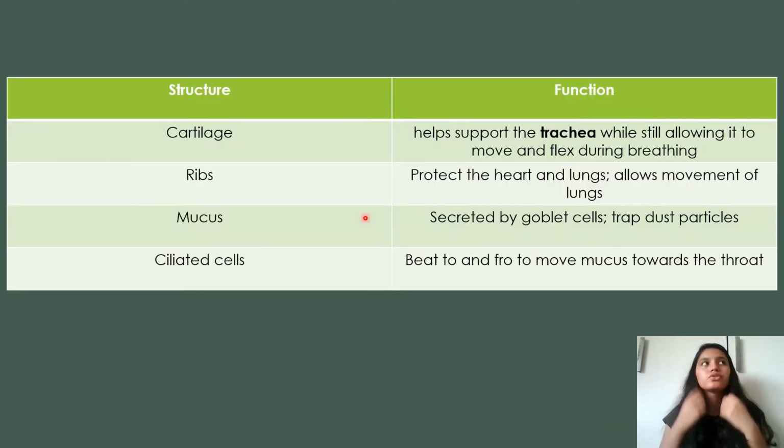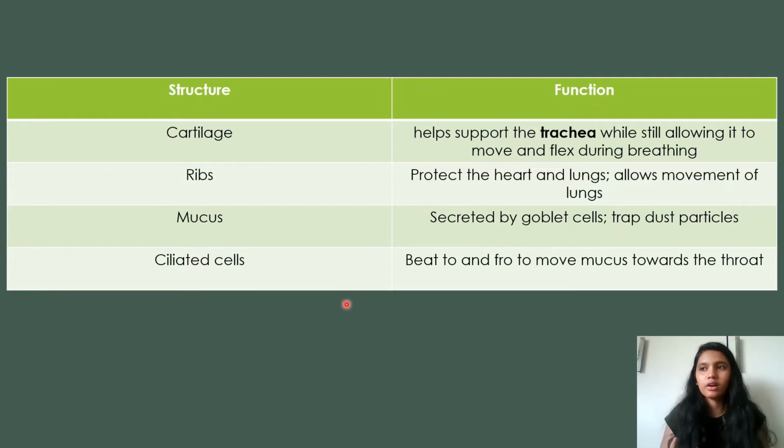Now we're going to go through the different structures in your gas exchange system and their functions. These are extremely important and could come for around 6 marks. First, you have cartilage. Cartilage can form C-shaped rings. These help to support the trachea while allowing it to move and flex while breathing. Your trachea moves while breathing, because when you're breathing, your gas exchange system undergoes some sort of movement to allow ventilation of the lungs. So the cartilage helps support the trachea.